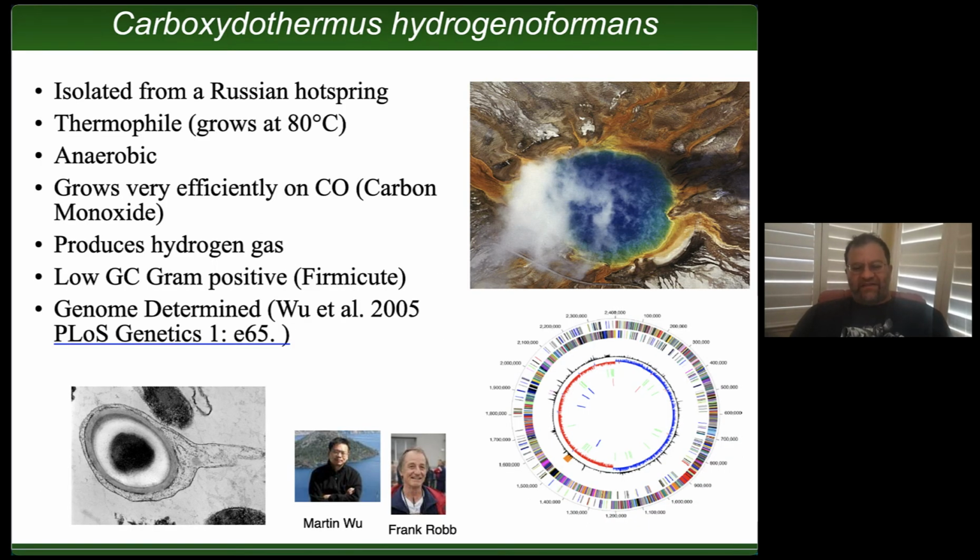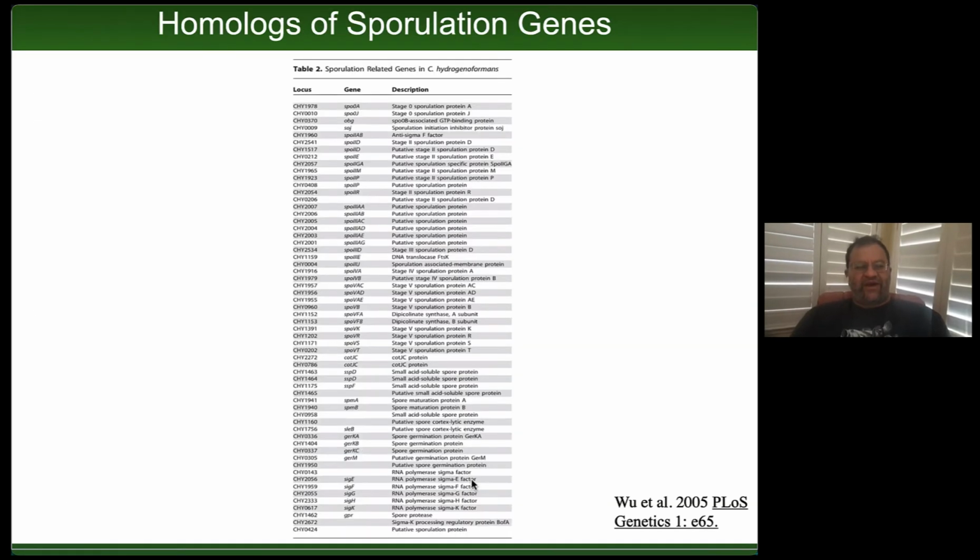So the example I'm going to tell you about involves this organism, Carboxydothermus hydrogenoformans. The details aren't exceptionally important, but it's a member of the Firmicutes phylum. That's also known as the low GC gram-positives group. We sequenced the genome when I was at TIGR, and we were collaborating with Frank Robb at University of Maryland. We noticed when we sequenced the genome that it had homologs of all the sporulation genes that had been found in other Firmicutes like Bacillus anthracis.